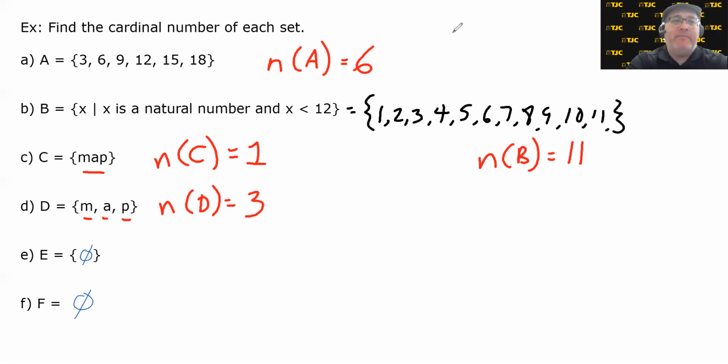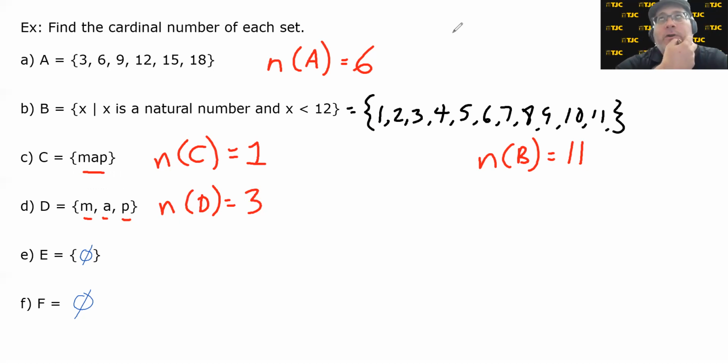And really, I just set up C and D to compare and contrast that when you're looking at a set, it's important to know what its objects are, what its elements are. In example C, the only object in there was a single word, the word map. Whereas in set D, there were three objects in there, the letters M, A, and P. But the easiest way to tell that these have different numbers of objects is by looking at the commas. Commas separate elements in a set. In set C, there are no commas because there is only one element. In set D, there are two commas because they separate three elements.